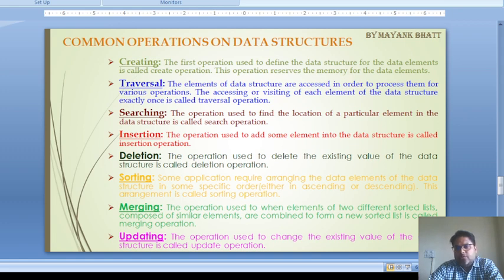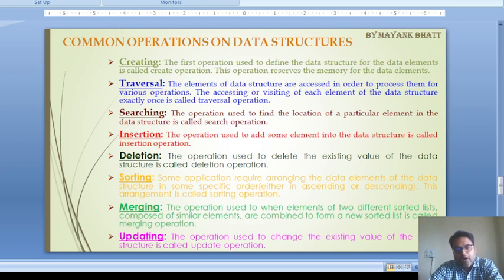What are the common operations? Basically, the common operations on data structures are, first, creating. The first operation used to define the data structure for the data elements is called the create operation. This operation reserves the memory for the data element. The second one is traversal. The elements of data structures are accessed in order to process them for various operations, and accessing or visiting each element of the data structure exactly once is called the traversal operation.